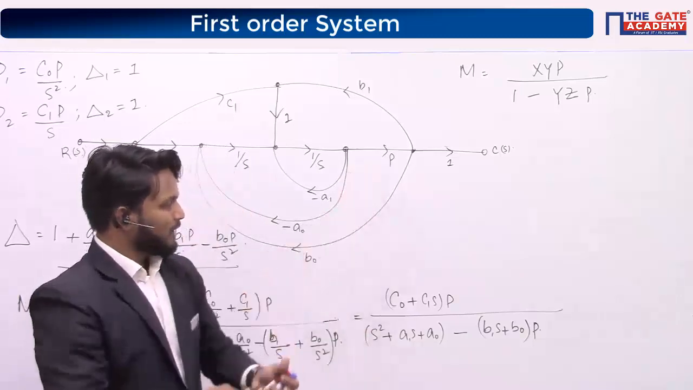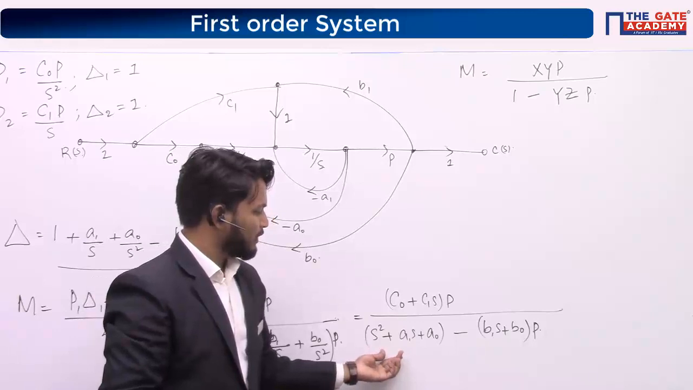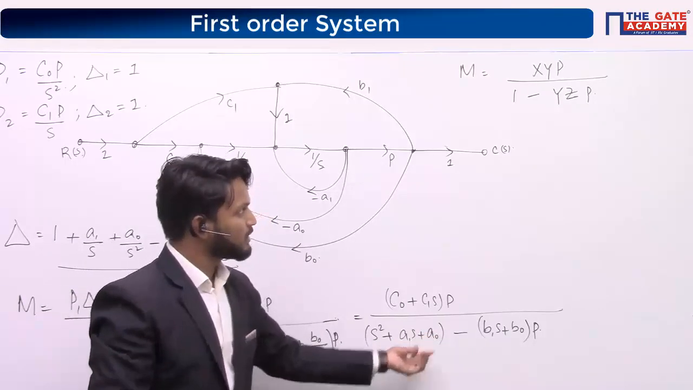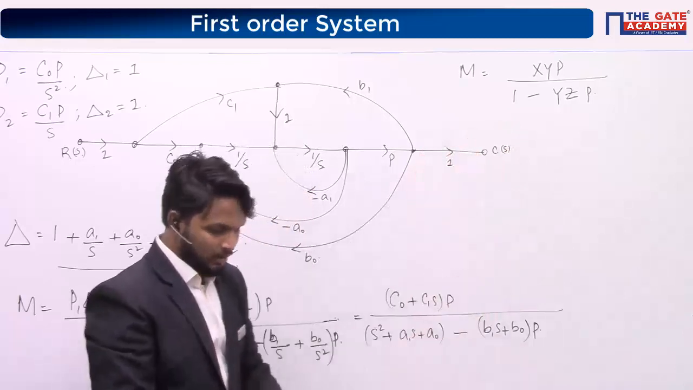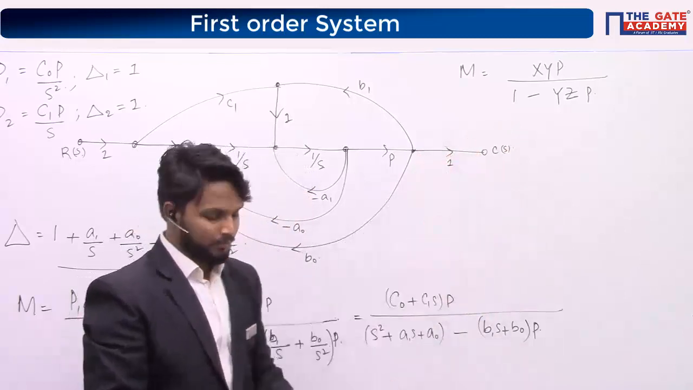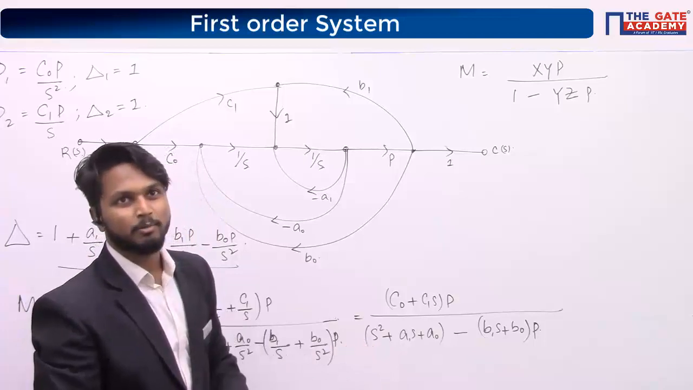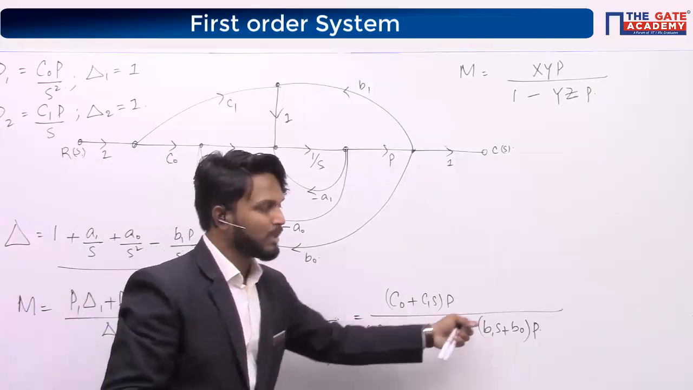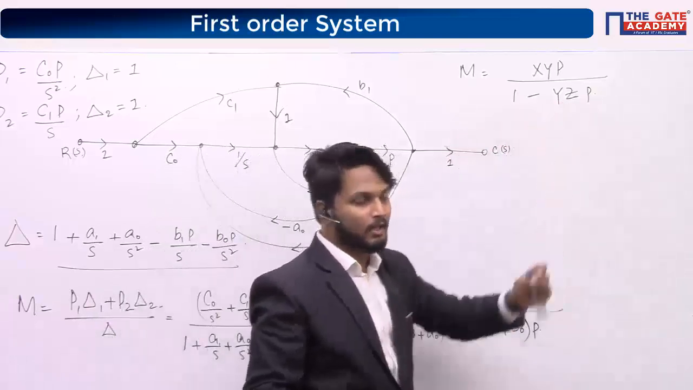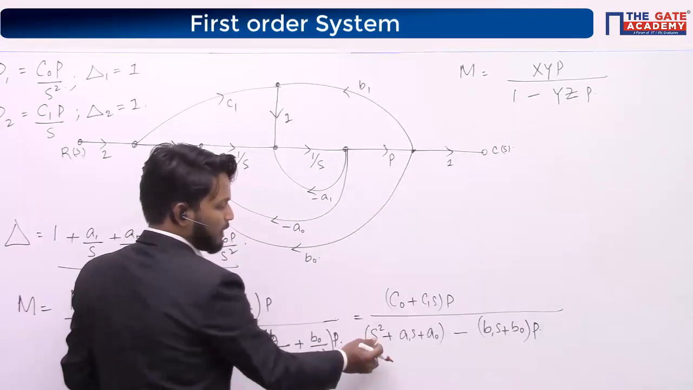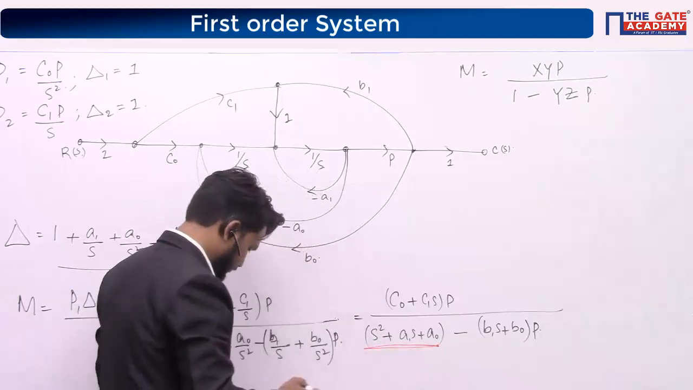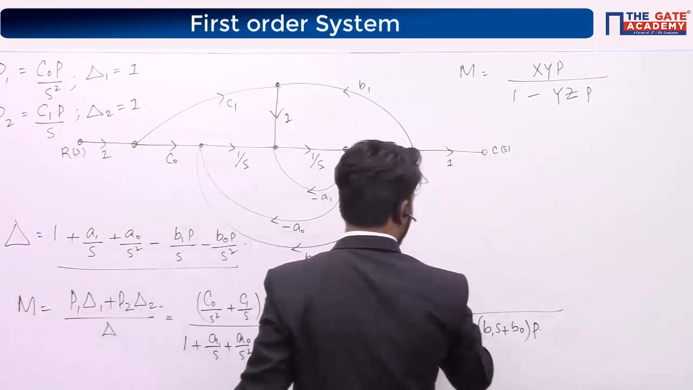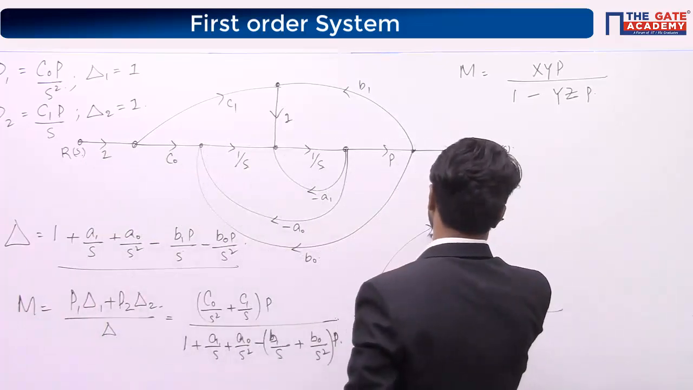So do one thing, divide the numerator and denominator with s² + a1 s + a0. Just to convert this into this form, that is what I am doing, right? I am just dividing the numerator and denominator with this particular factor, so that I'll get 1 here, 1 minus something, just like this, right? Therefore, this will be equivalent to what?